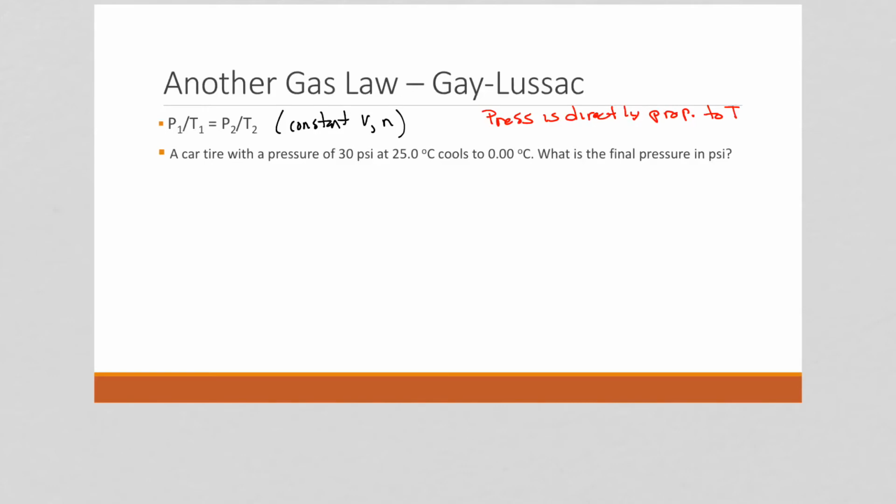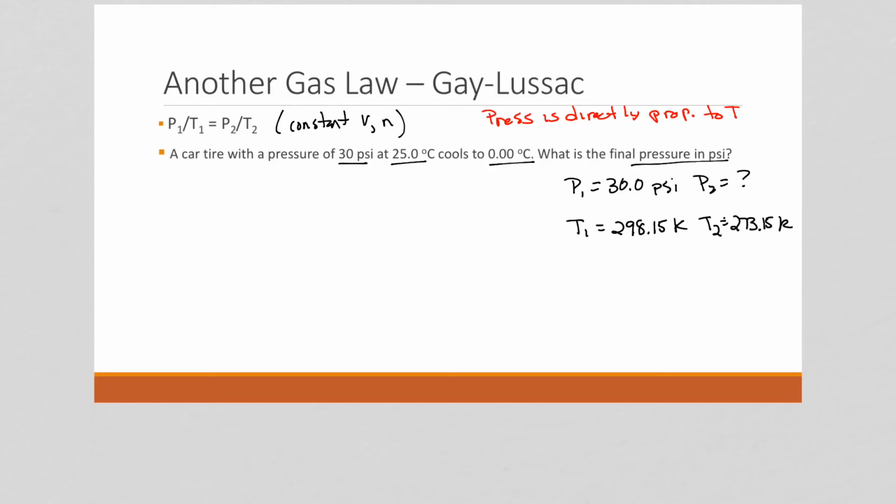So we have a car tire here at a pressure of 30 psi at 25 Celsius, and we cool the temperature down to 0. What's the final pressure in psi? So we have P1, 30.0 psi, P2, that's what we're trying to find. We have T1, so I convert that to Kelvin, that's 298.15 Kelvin, and T2, 273.15 Kelvin.